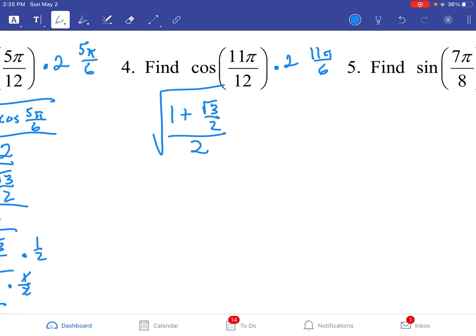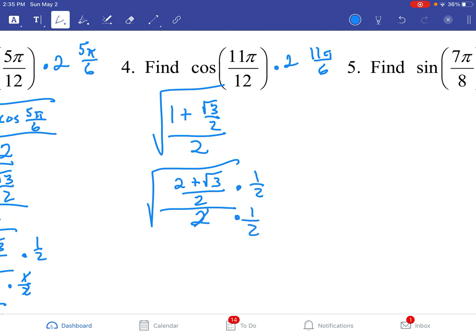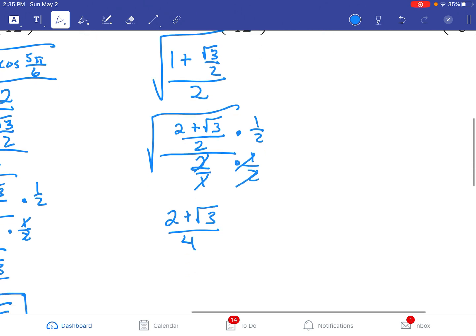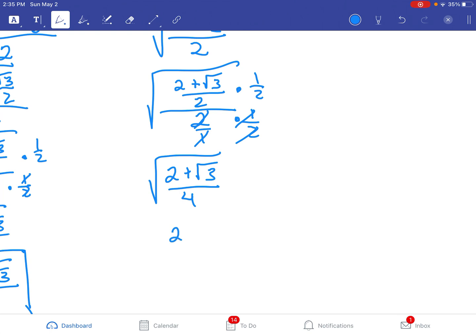Okay, and then it becomes just a continuation of what we've already done in the past. So we're going to combine the two terms on the top, so we get 2 plus the square root of 3 over 2, divided by 2 with a big square root. Multiply by the reciprocal of 2, which is 1/2. Those all get canceled, and we're left with 2 plus the square root of 3 over 4 with the big square root. The square root of 4 becomes a 2, so we have 2 plus the square root of 3 underneath the square root, and on the bottom of that is 2.